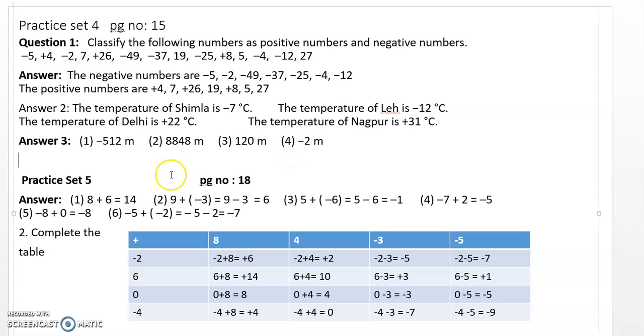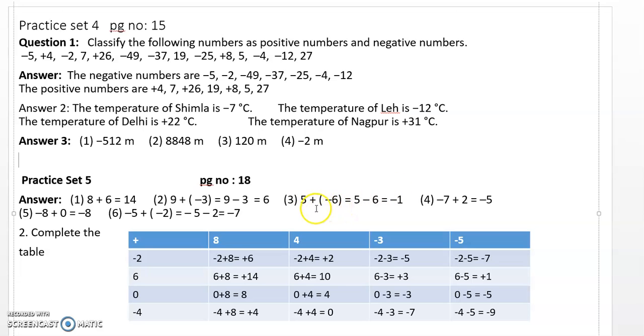Now come to set 5. Addition I have already explained. Now it is given 8 plus 6, so you know what addition is. Next, 9 plus minus 3. For the sign we have to refer to the back side of the number. 9 is having which sign? Plus. 3 is having which sign? Minus. Since the two numbers have opposite signs, you have to do the subtraction and get the answer. Here also the two numbers have opposite signs.